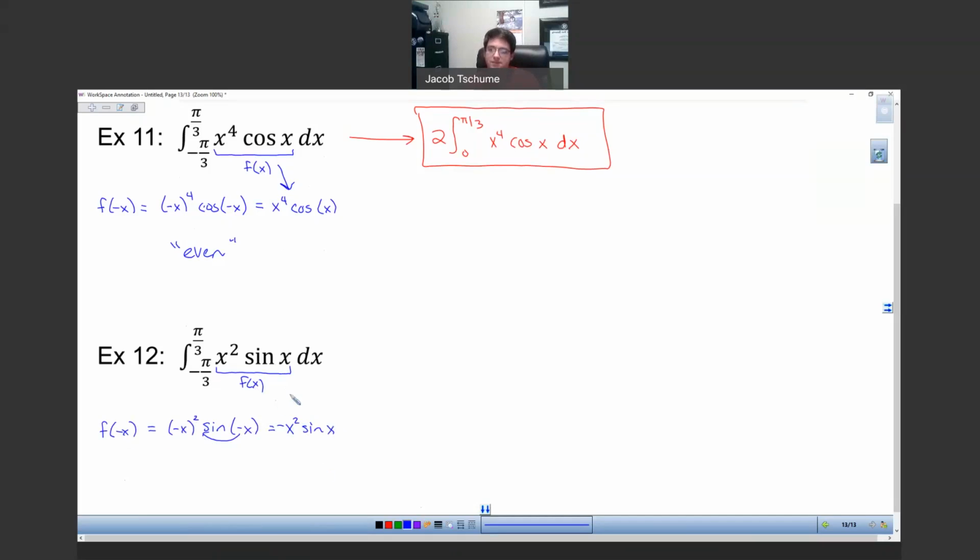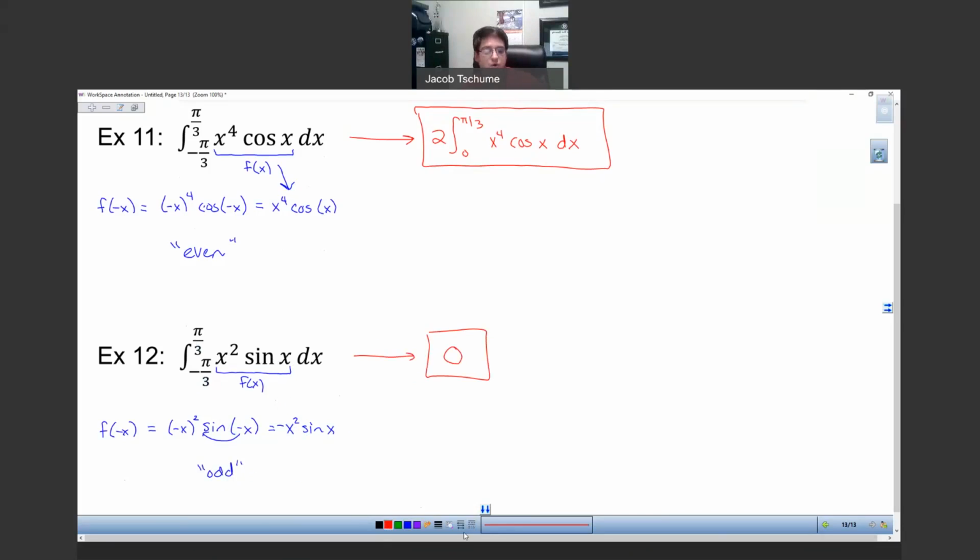These are opposites of each other. If the only thing that changes when you plug negative x in is that you get a negative out front, this is the definition of an odd function. So in the end, this is an integral that you can actually solve without doing any work. As long as the two limits are the same, one negative and one positive, and it's an odd function, your answer is automatically 0.